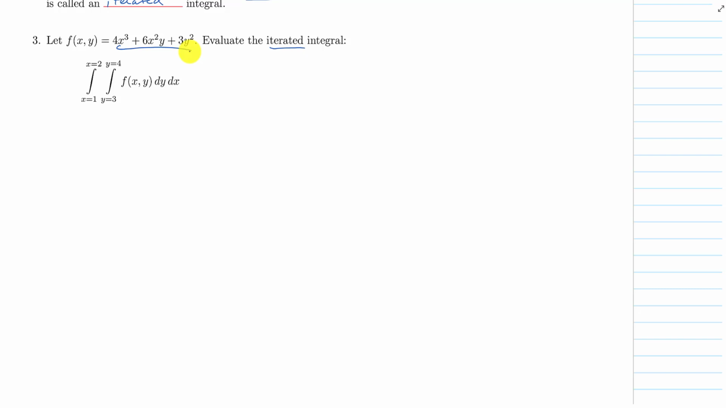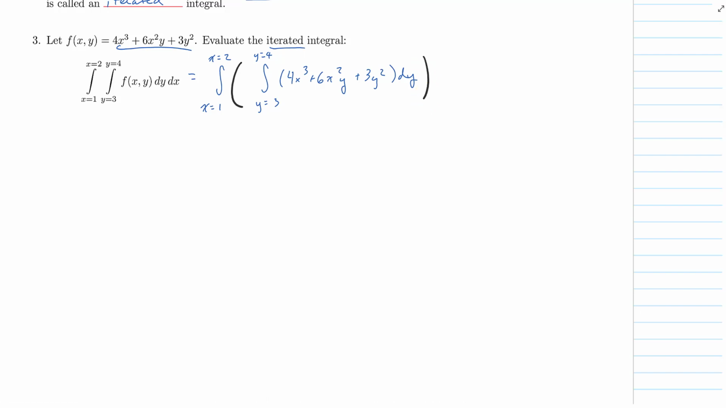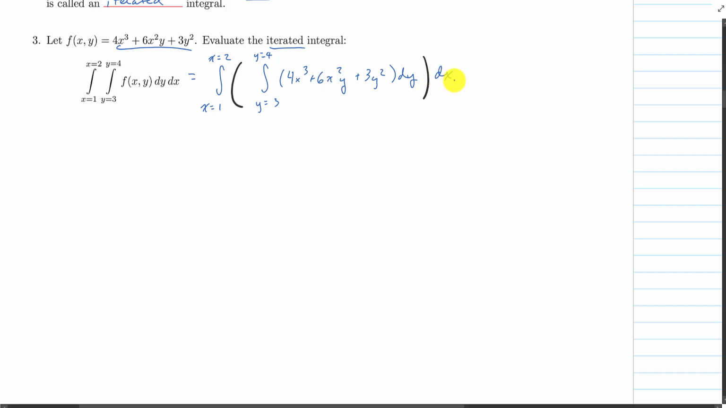Okay. So the first thing I'd like to do is rewrite this the way I just said that we will sometimes do it until you guys get comfortable with iterated integrals. So I'm going to put a big old parentheses there times the integral from y equals 3 to y equals 4 of our function, which is 4x cubed plus 6x squared y plus 3y squared dy. Close that parentheses, dx. Again, later on we won't write those parentheses.